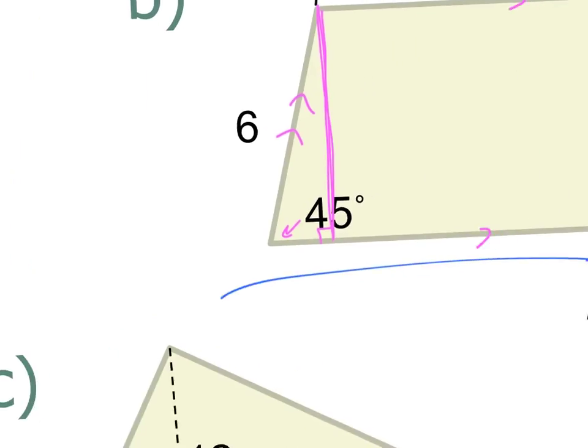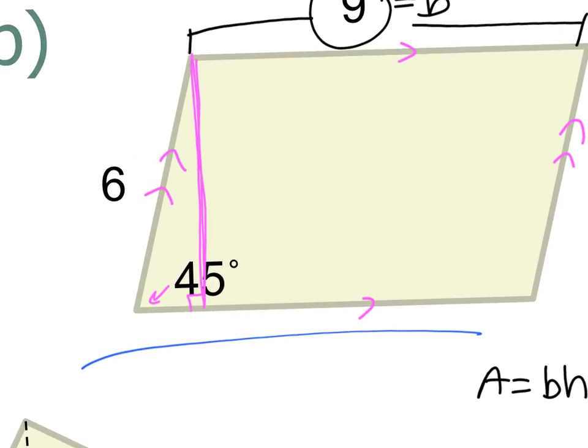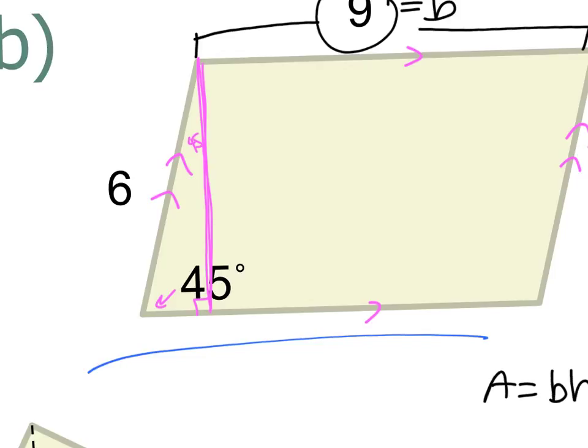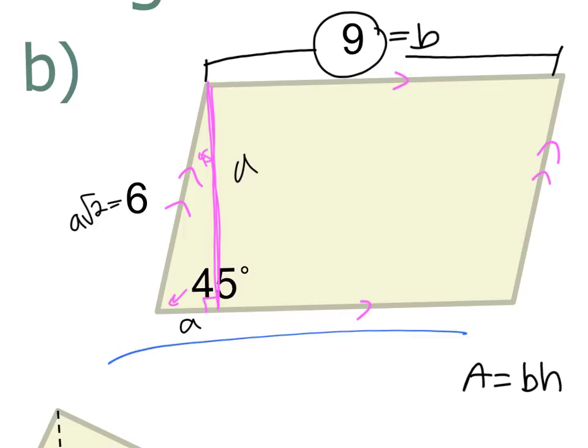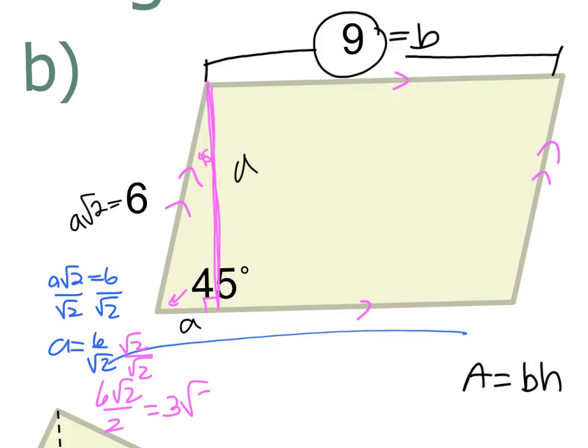Which means opposite the 45, this is 45. This is going to be 45. Obviously not drawn to scale, but you get the idea. This would be A. This would be A. And this would be my A root 2 side. So if A root 2 equals 6, I would divide both sides by root 2. A equals 6 over root 2, rationalize it, and I get 6 root 2 over 2, which is 3 root 2. So that is this part, and it is this part, which is what I'm looking for.